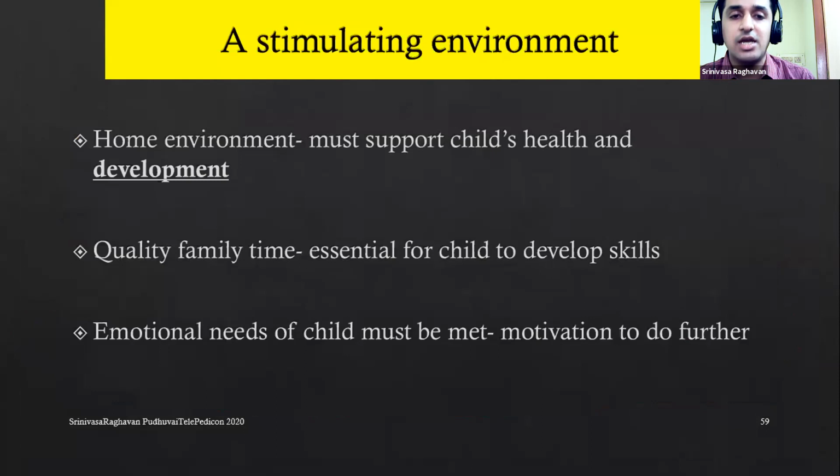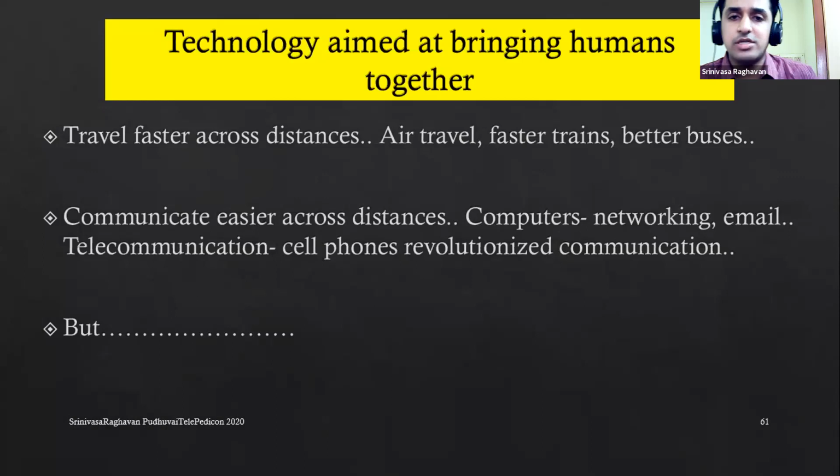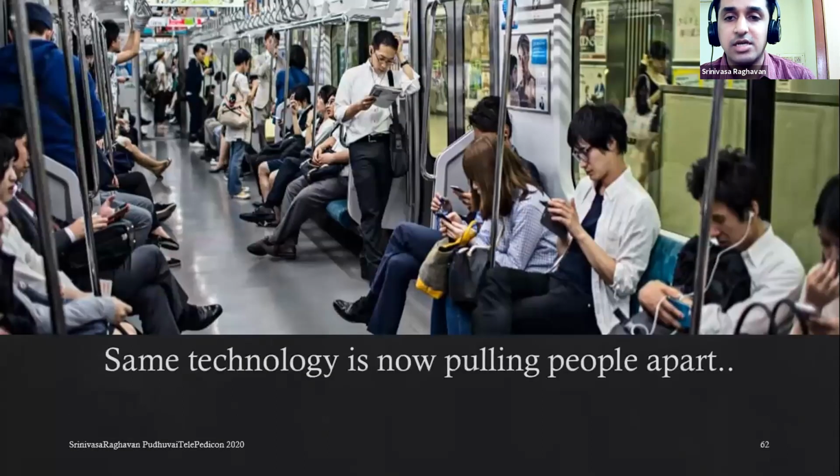So a stimulating environment must support the child's health and development. Quality family time and meeting the emotional needs of the child are very important. So I want us all to think: all these technological advances, faster air travel and the telecommunication revolution, were aimed at bringing humans together. But has it achieved that? The same technology is now pulling people apart. See here, none of them are even looking at the other person's face.